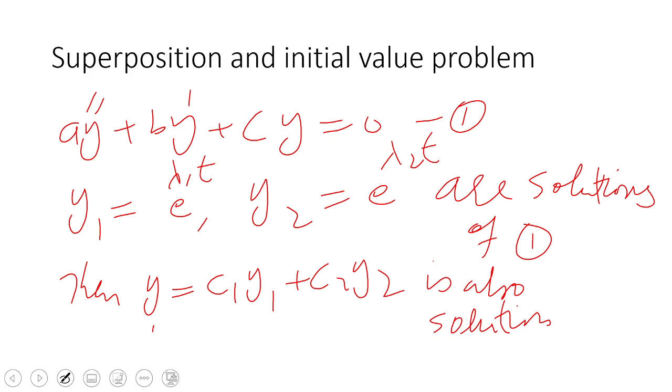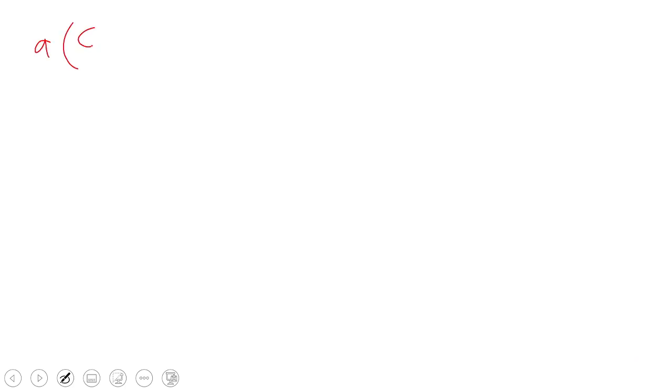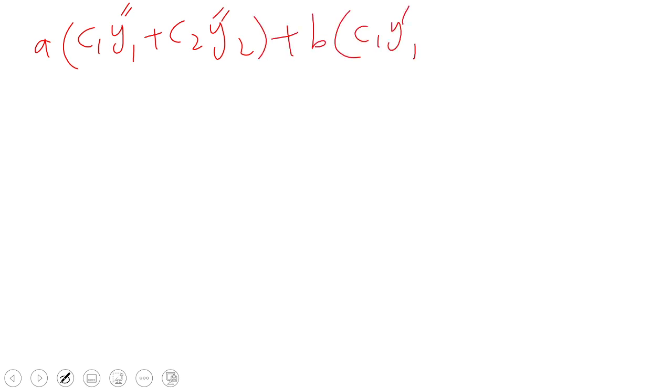So y dash will be c1 y1 dash plus c2 y2 dash, and y double dash should be c1 y1 double dash plus c2 y2 double dash. Put in (1), we have a times (c1 y1 double dash plus c2 y2 double dash), plus b times (c1 y1 dash plus c2 y2 dash), plus c times (c1 y1 plus c2 y2).